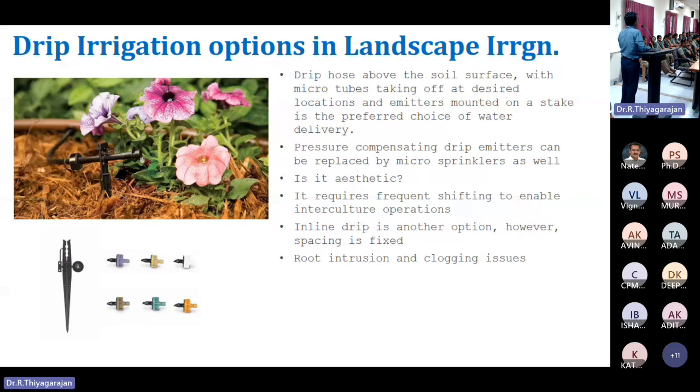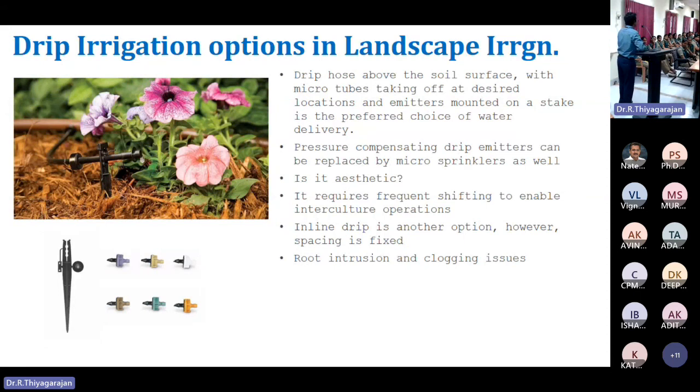In online, when you have so many monkeys and you are using micro sprinklers, every monkey will sit under one micro sprinkler for some time and pull it out. It will happen. If you want to see it happen, try it. It is happening. So this type of emitter is a standard practice which they follow in landscapes.